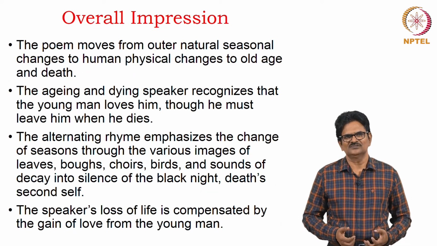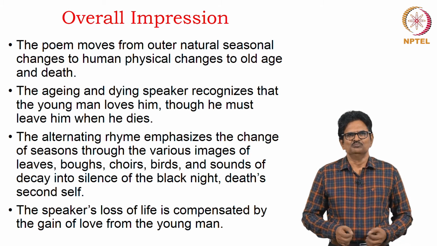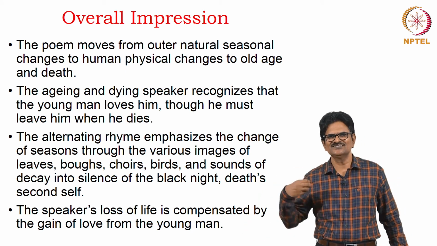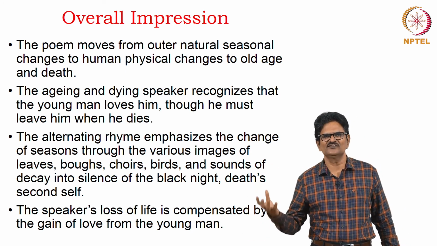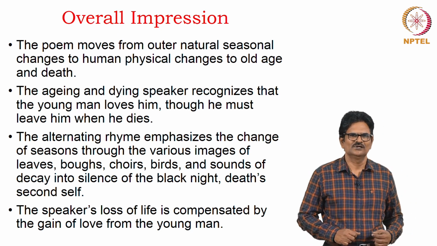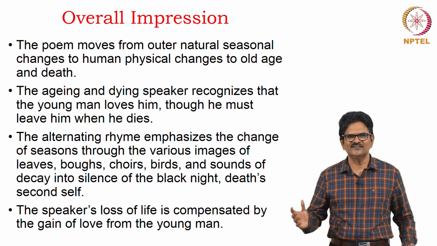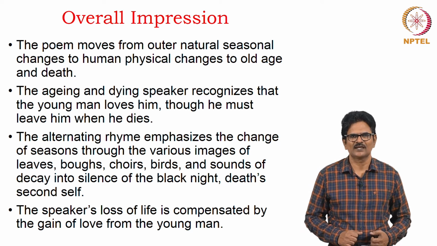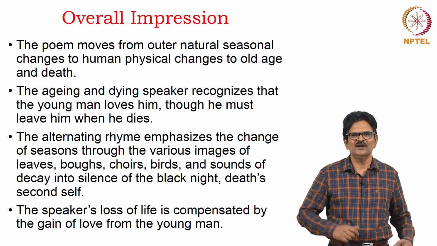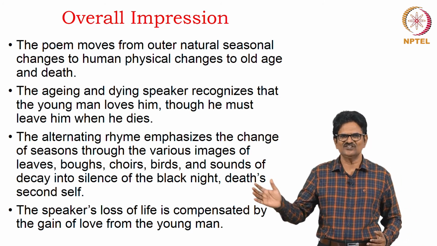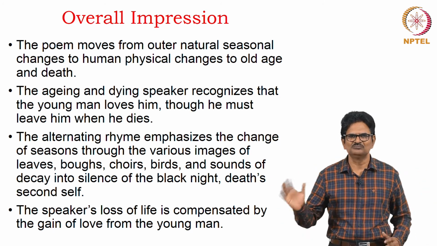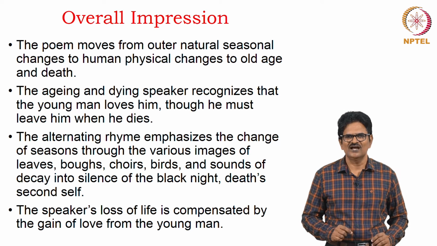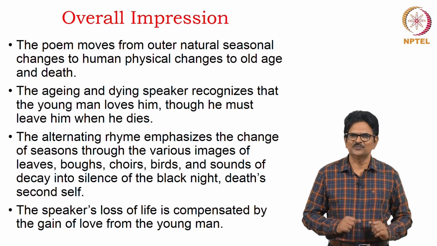This famous poem from Shakespeare moves from outer natural seasonal changes to human physical internal changes, which finally take the shape of old age and death. The aging and dying speaker recognizes that the young man loves him, though he must leave him when he dies. The alternating rhyme scheme emphasizes change of seasons through the various images of leaves, boughs, choirs, birds and sounds of decay into silence of the black night, which is referred to as death's second self in the poem.